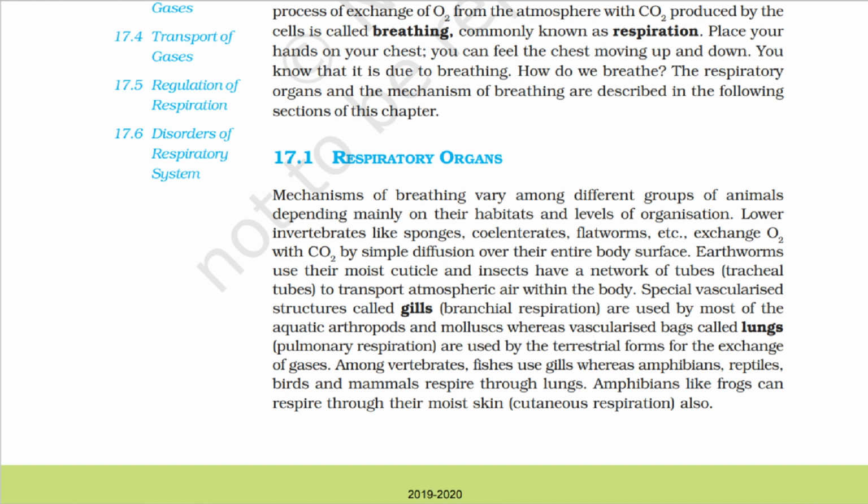Earthworms use their moist cuticle and insects have a network of tubes, tracheal tubes, to transport atmospheric air within the body. Special vascularized structures called gills, branchial respiration, are used by most of the aquatic arthropods and mollusks, whereas vascularized bags called lungs, pulmonary respiration, are used by the terrestrial forms for the exchange of gases. Among vertebrates, fishes use gills, whereas amphibians, reptiles, birds and mammals respire through lungs. Amphibians like frogs can respire through their moist skin, cutaneous respiration, also.